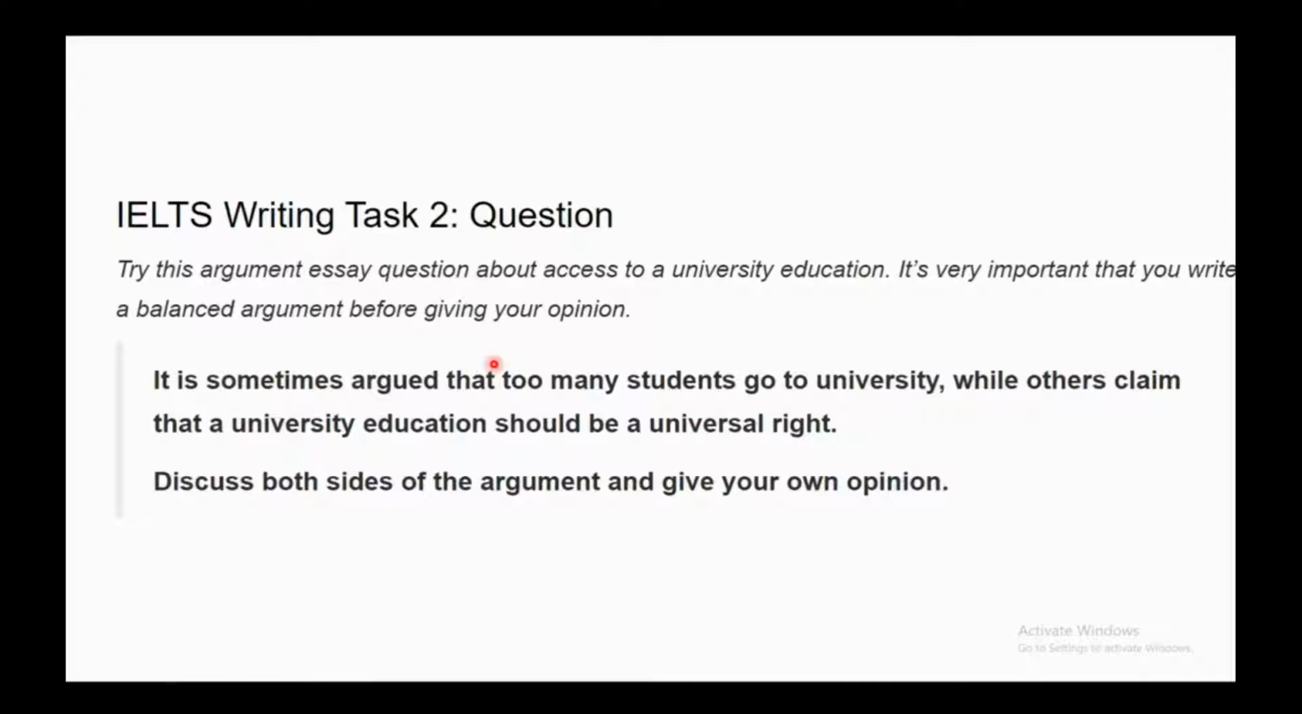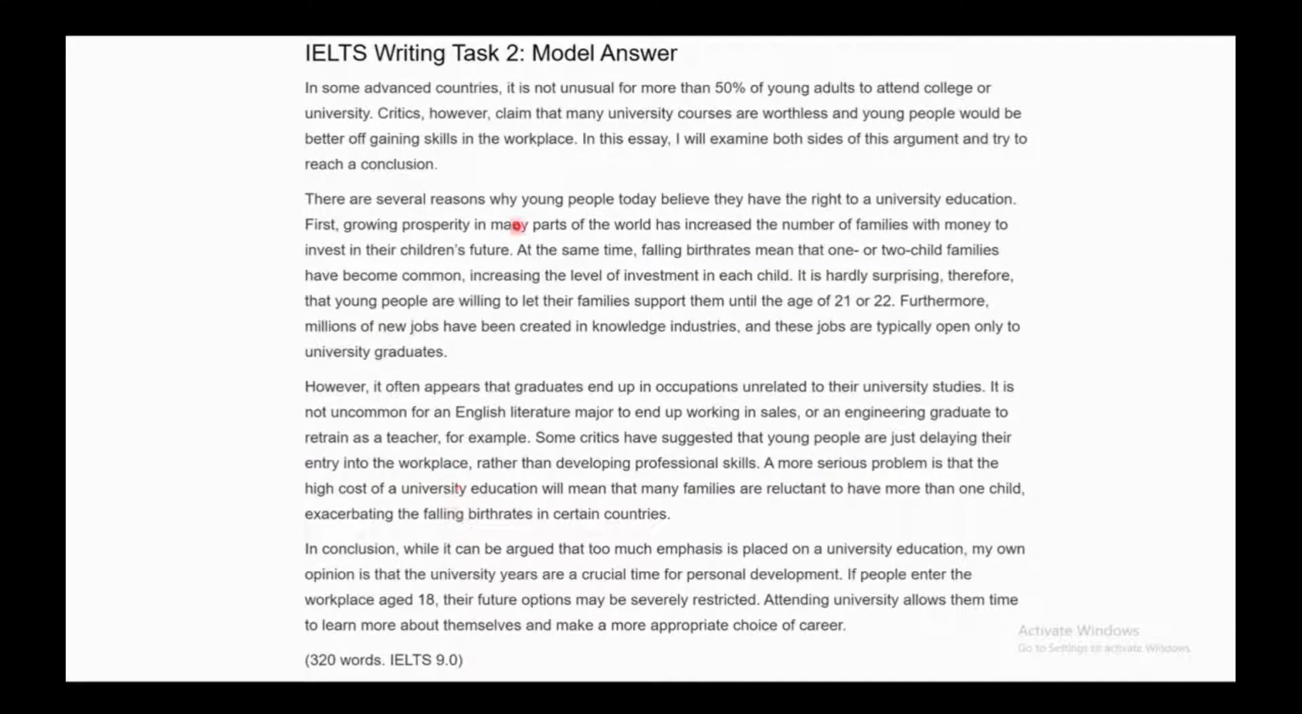Here is the writing task 2 question. This is the question that will be given to you in writing task 2, and you have to understand the question and write more than 250 words. This is the question, and here is the model answer. A person has written 320 words. You don't need to write that many words. You can write 300 words or 290 words, that is enough.